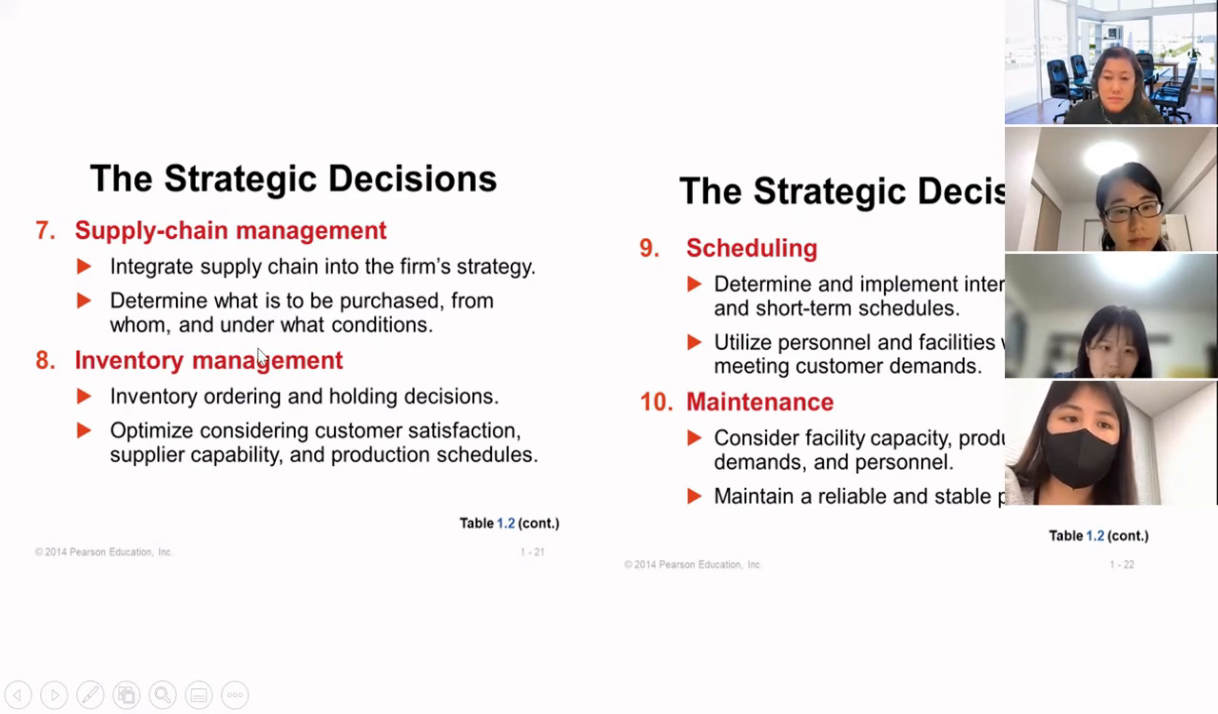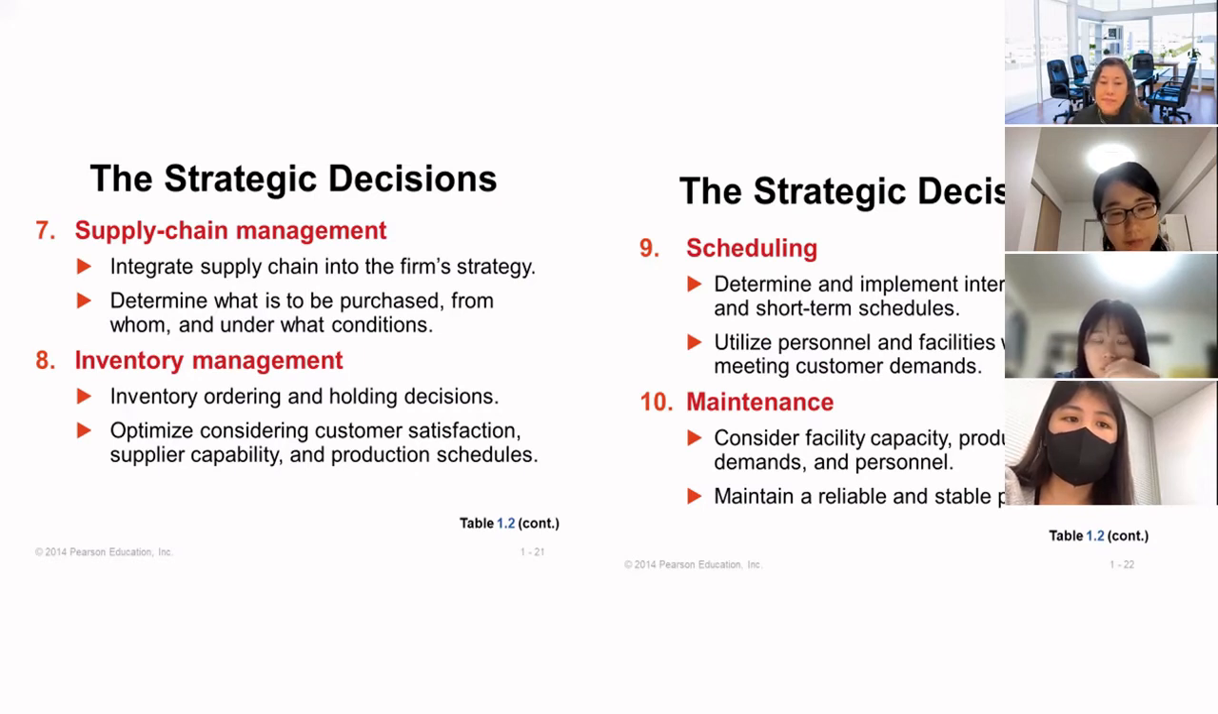What to buy, where, from whom. And then inventory management. Inventory, that's why Toyota is very successful, because they have a minimum inventory system. Toyota system is a pull system, only make one. N equals 1, make one only.